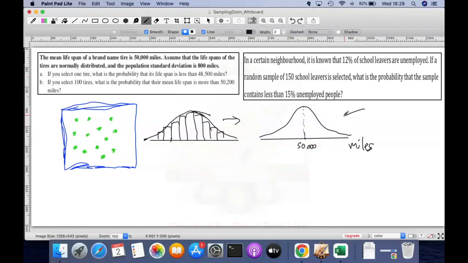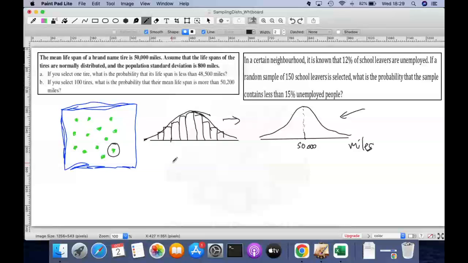normally distributed, which means assume that it's a bell-shaped curve like this, centered at 50,000 miles, and that the standard deviation is 800 miles. That's what the manager, or the supervisor, told me. So now if I just grab a tire, if I pick any one of these tires, let's say I choose this one.